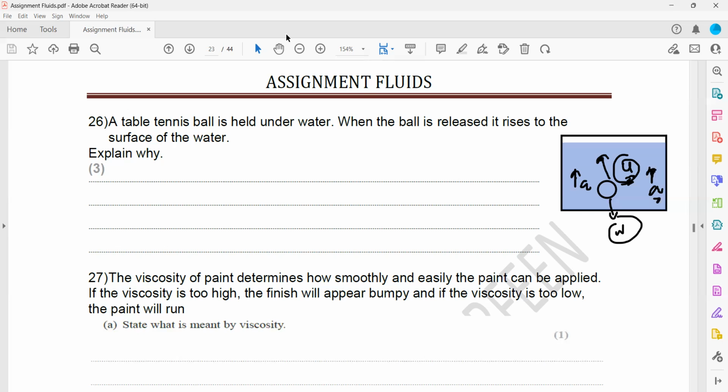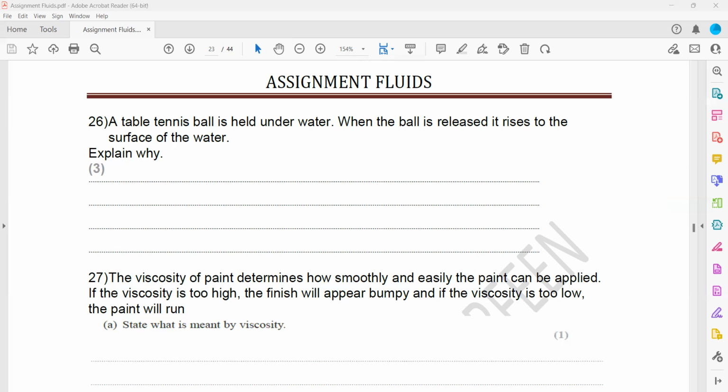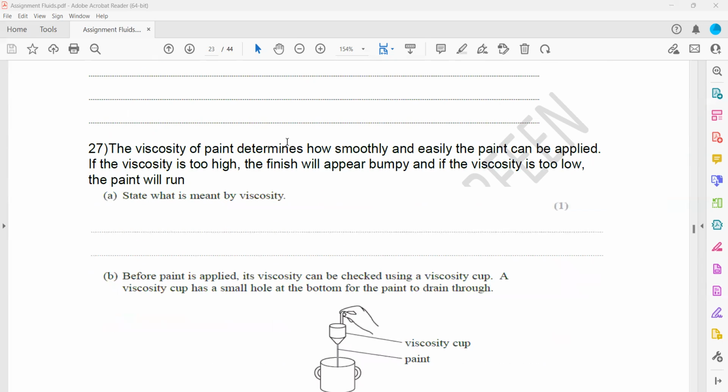Viscosity of a paint determines how smoothly or easily the paint can be applied. If the viscosity is too high, the finish will appear bumpy. For example, say this is a wall on which we applied the paint. If the viscosity is too high for the paint, then how will it appear on the surface? It will appear bumpy, like some parts are more, some parts less.